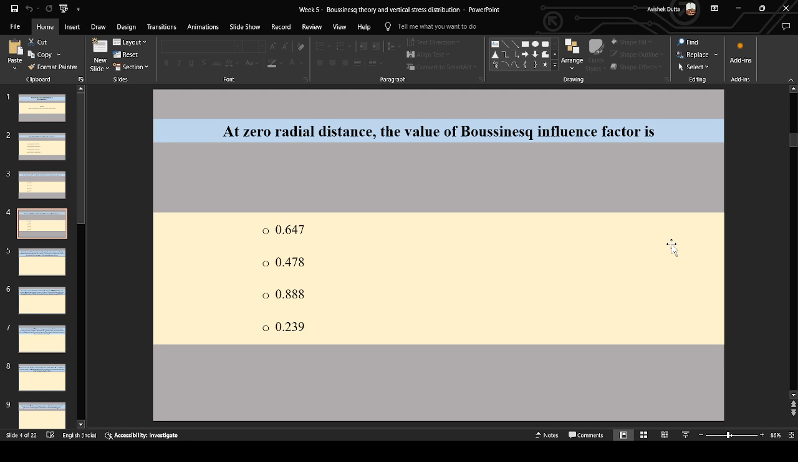I'll repeat the question. At zero radial distance, the value of Boussinesq influence factor is 0.647, 0.478, 0.888 or 0.239. Okay, I'll go to the next question.